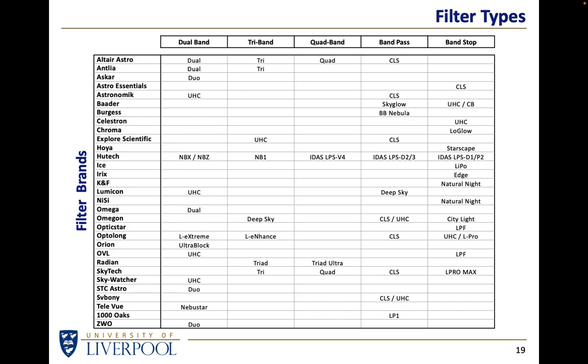30 different manufacturers, many of whom produce more than one filter, and I'm going to tell you shortly what these various types of filter are all about. But you can see very quickly it's very confusing because it's not obvious whether these filters do the same job or not. A lot of them have silly names. Orion decided to call their filters the Ultra Block, and Teleview call theirs the Nebustar. But knowing what they're called does not help you understand what the filters are actually doing.